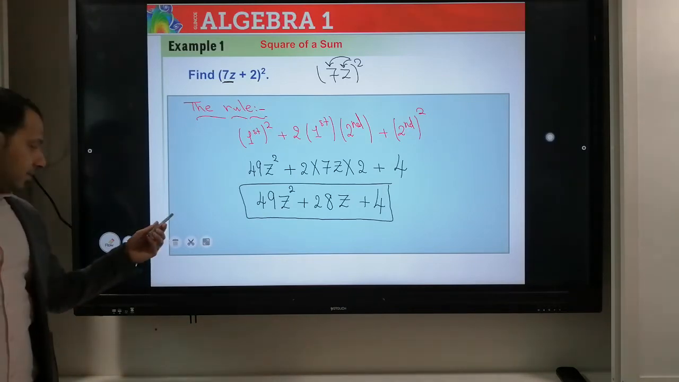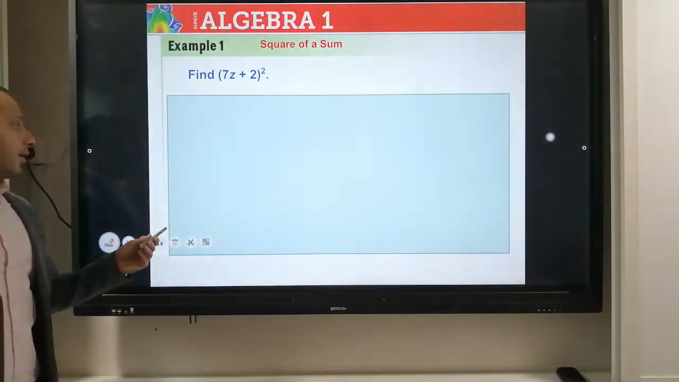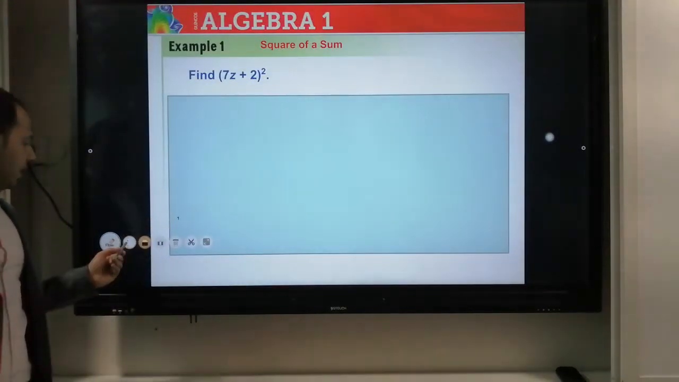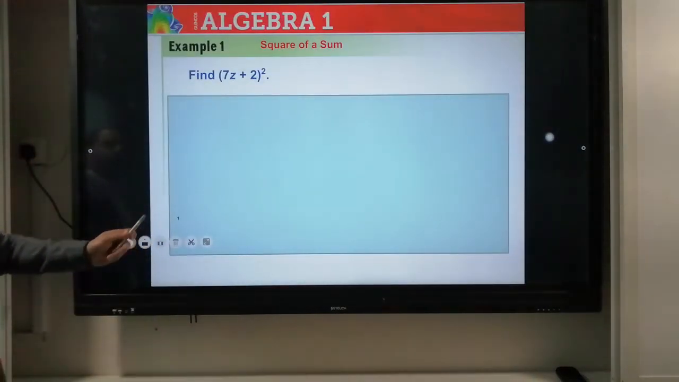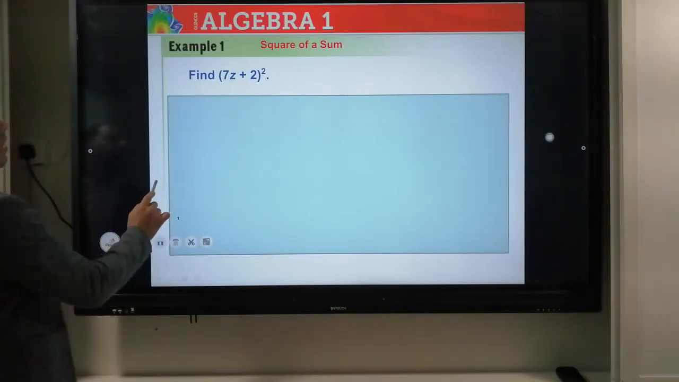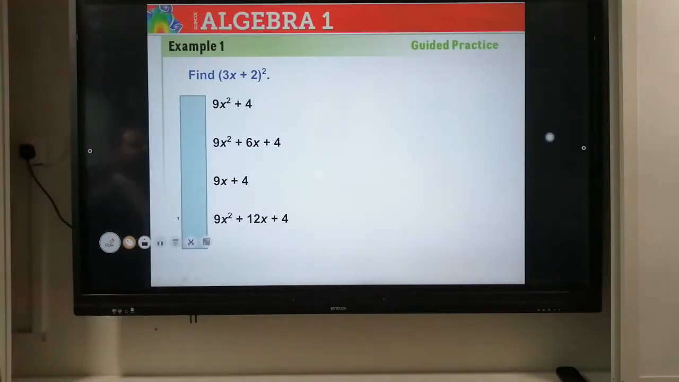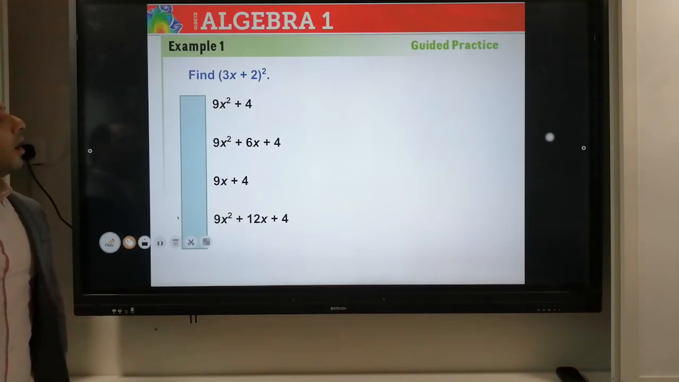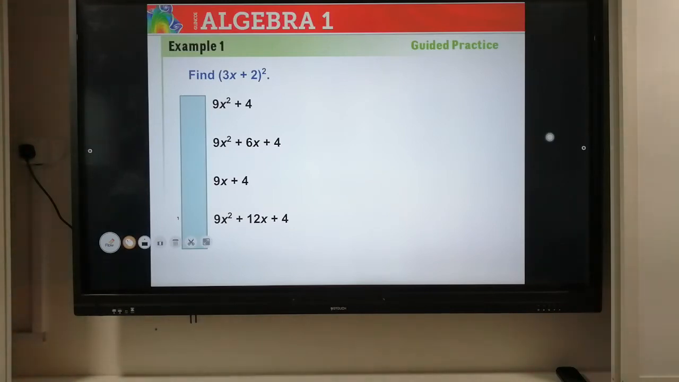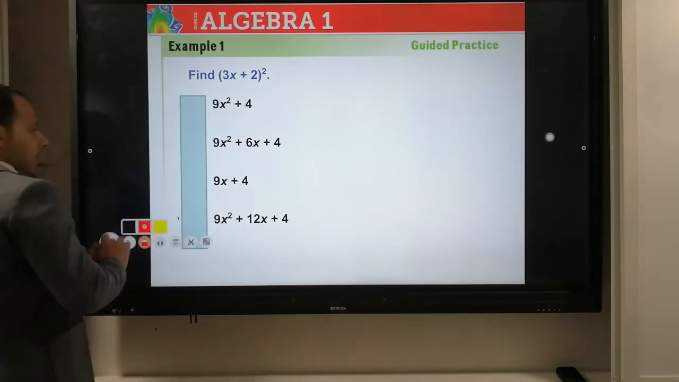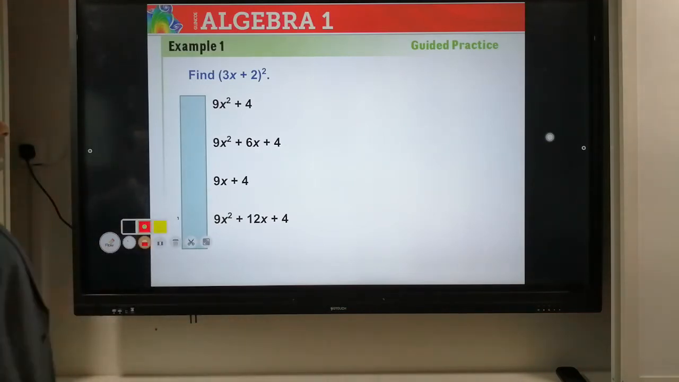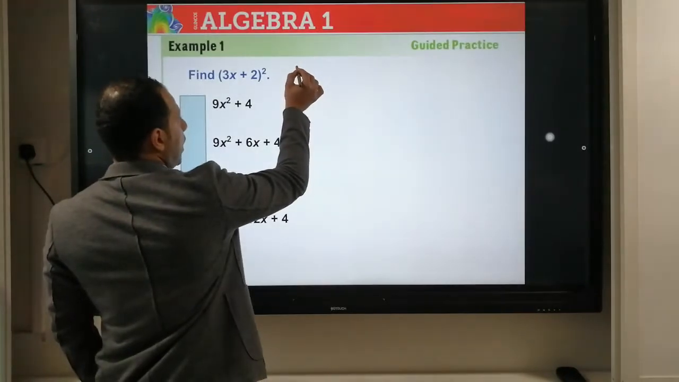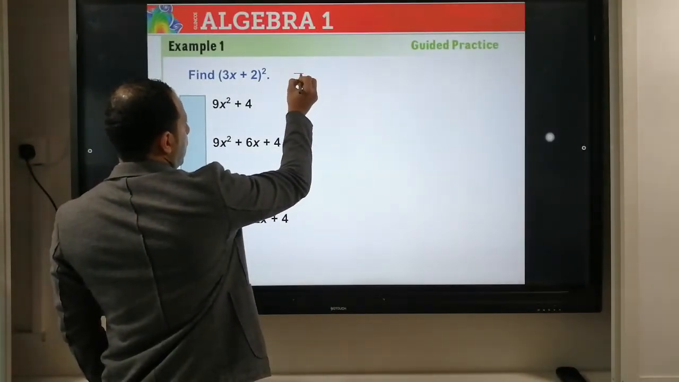Okay, let's complete another example. Directly, I need one of you to help me in the second example. Okay, choose the correct answer. I need to find the product of this special product. How can we find it? Okay, let's start. No need to write the rule, directly you substitute. I'm waiting for your answer.